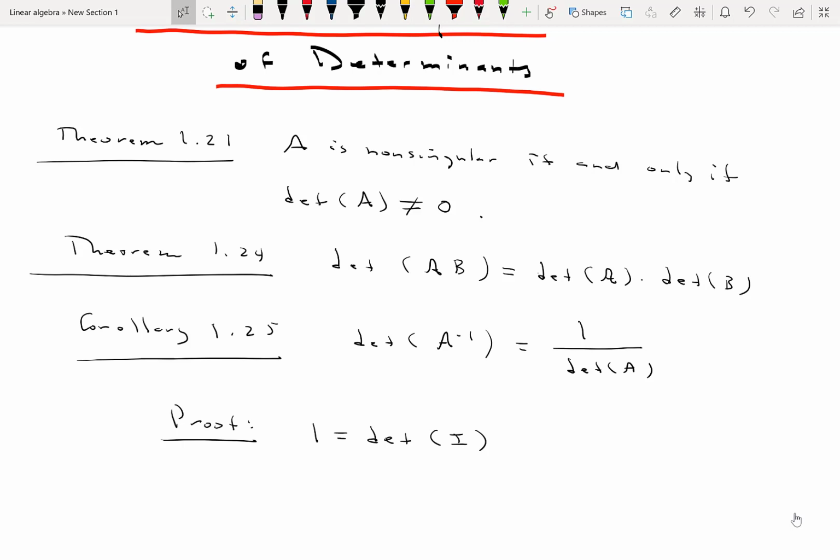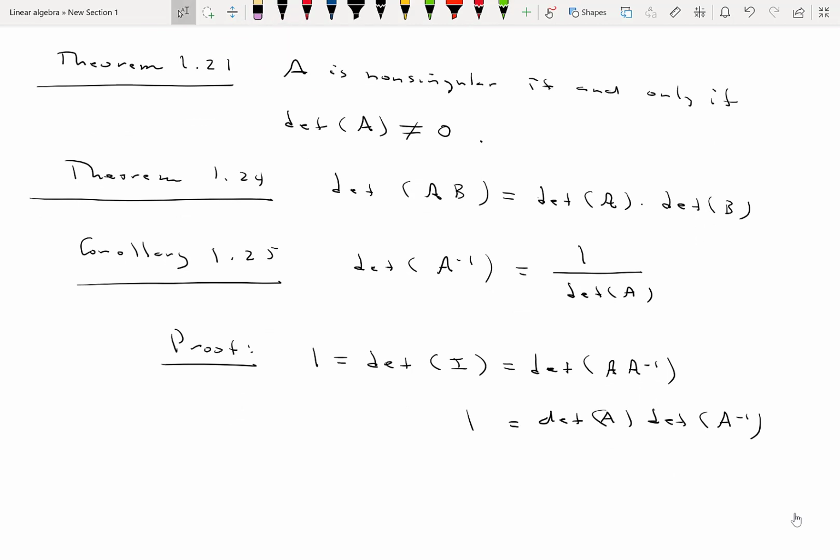So the determinant of the identity matrix we get just by multiplying 1 times 1 times 1 n times for an n by n identity matrix. But we know that the identity is the result of multiplying A by the inverse. But we know the determinant of AB is the determinant of A times the determinant of B, the second matrix. Let's just divide both sides by the determinant of A. Okay, QED.